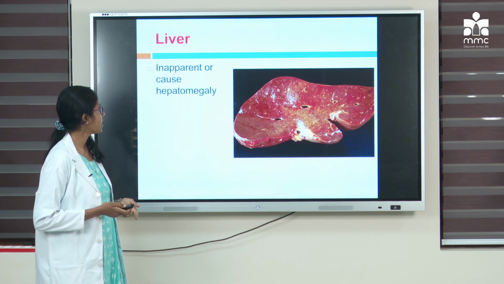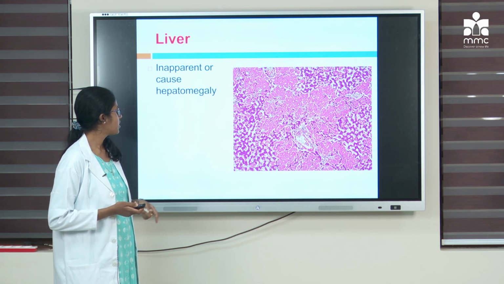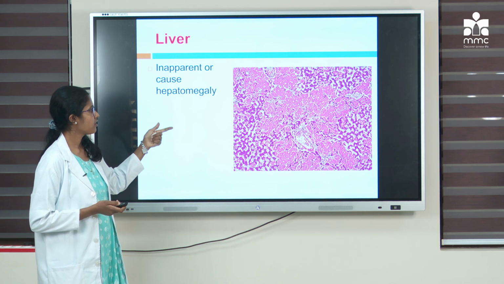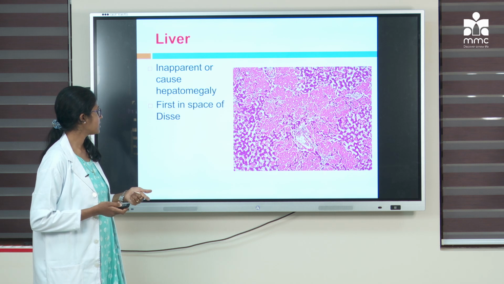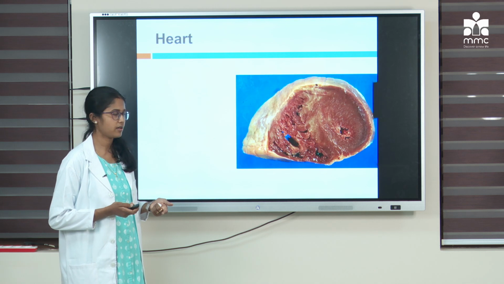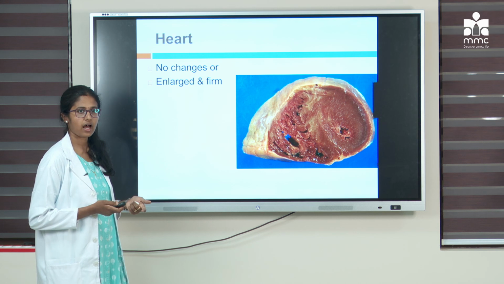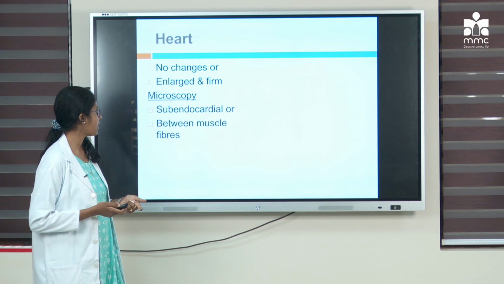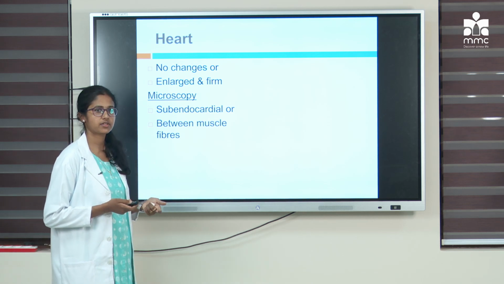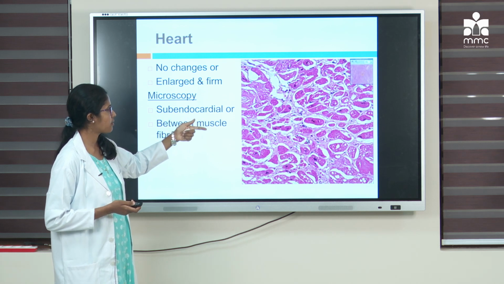In the liver, it is inapparent or it can cause hepatomegaly. You can see the widespread areas of deposits of amyloid in the liver, first in the space of Disse, and later replacing large areas of liver parenchyma. In the heart, there are no changes, or the heart will be enlarged and firm. Microscopically we can see subendocardial deposits, or it will be deposited between the muscles. You can see the deposition of amyloid in between the muscle bundles.